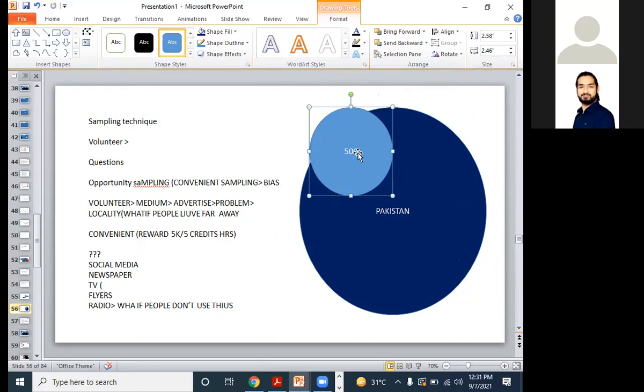But opportunity के अंदर you don't get that. Voluntary के अंदर you don't get that. एक sampling technique बचती है जिसके अंदर we can possibly get that. Do you guys know what that is? वो opportunity जाएगी.